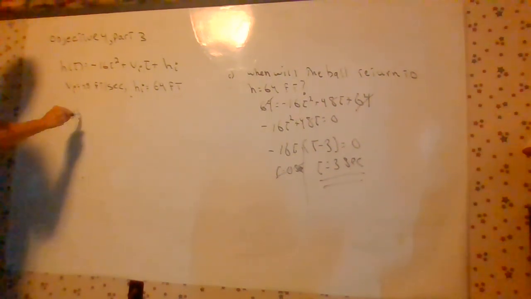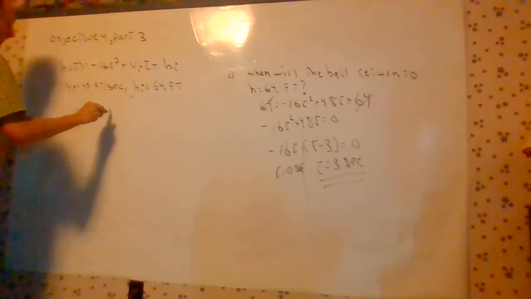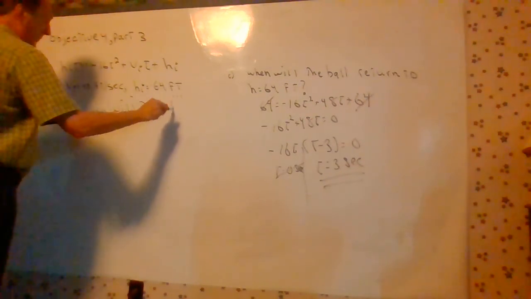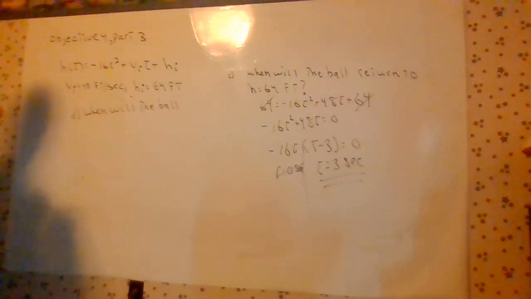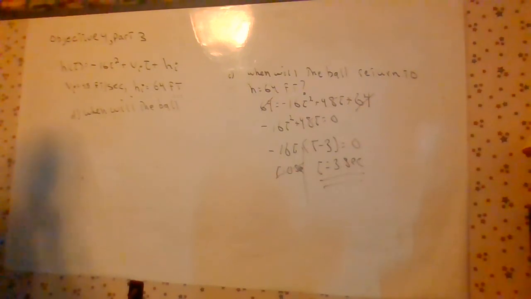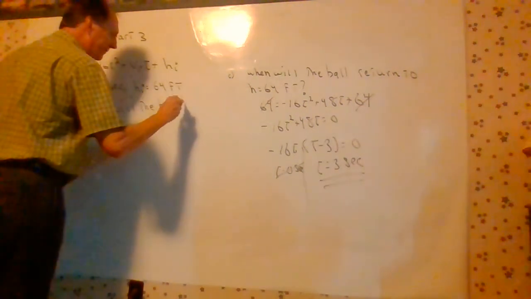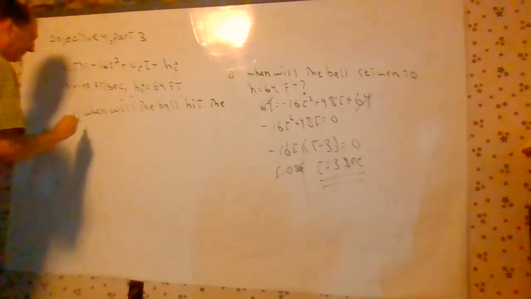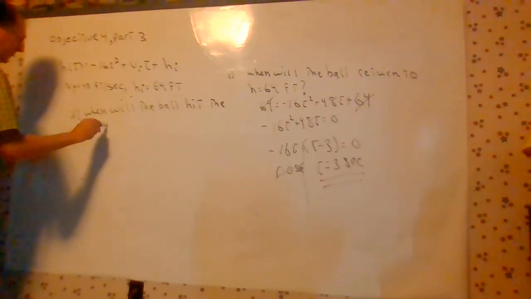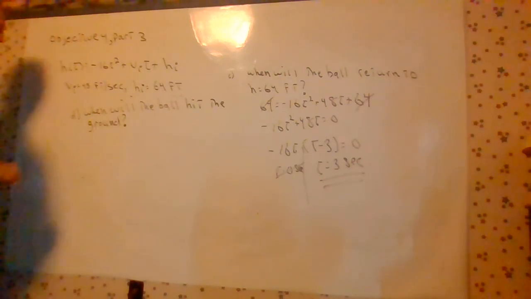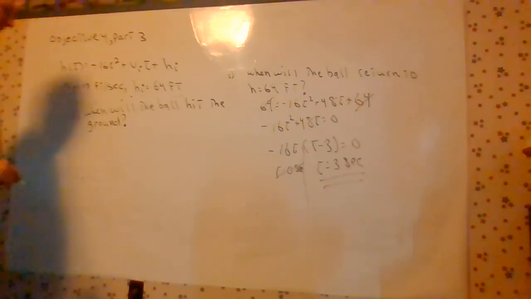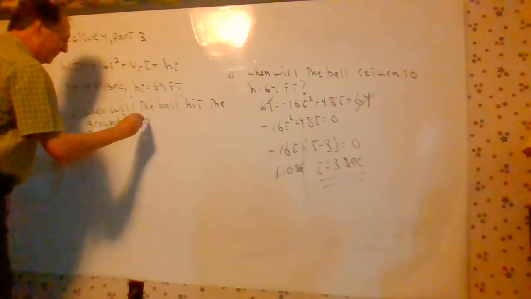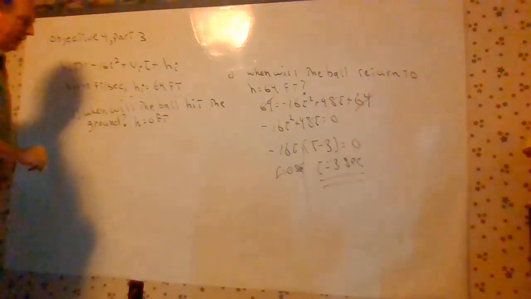And part D: when will the ball hit the ground? Okay, it's going to go past the top of the building and then hit the ground. Well, we have h equals 0 feet.